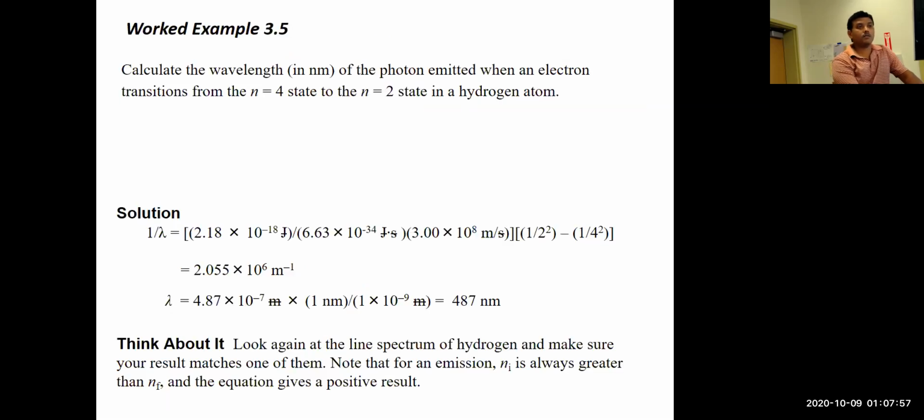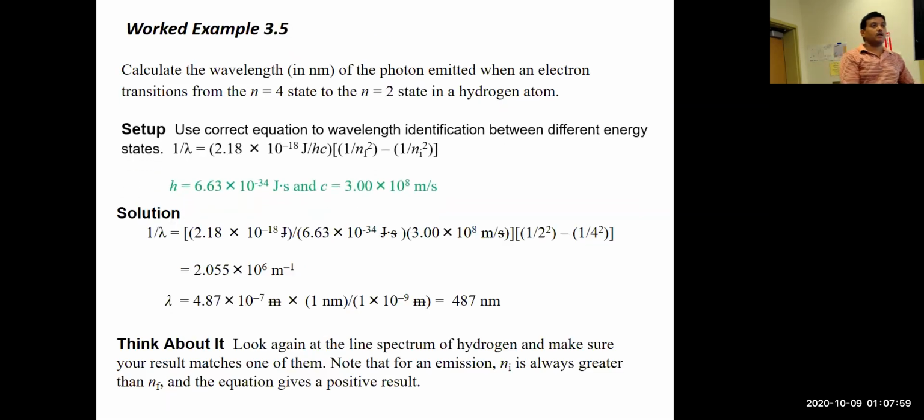Now let's work on the problem. Right, so this is the last slide. Then I'll let you go, almost after 1 hour of class, or 50 minutes. So calculate the wavelength in nanometers of the photon emitted when an electron transitions from n=4 to n=2 state in the hydrogen atom.